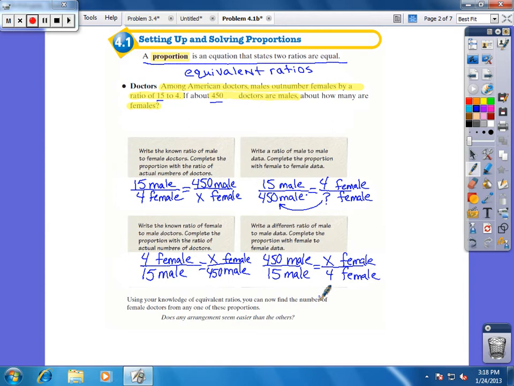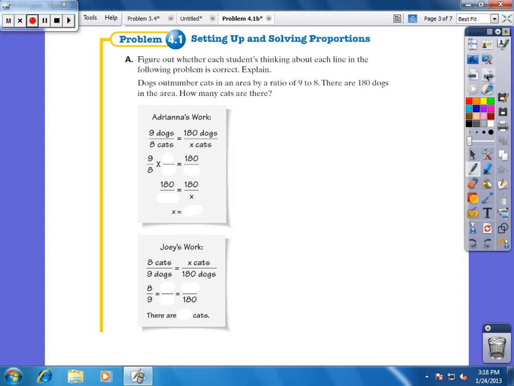All right, welcome back again. We are going to walk through an example real quick. Adriana and Joey both were trying to solve this problem involving dogs and cats. The information we're given said dogs outnumber cats in an area by a ratio of 9 to 8. Since the 9 and the 8 don't have labels, I'm going to label them 9 dogs, 8 cats, which matches our information. If there are 180 dogs, how many cats are there?